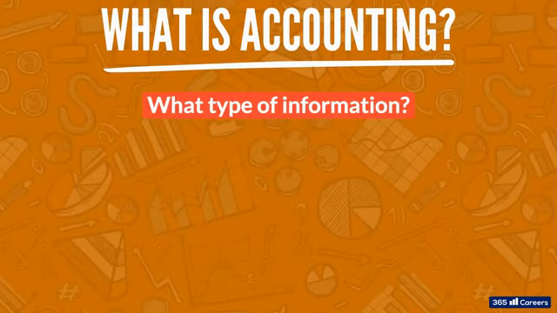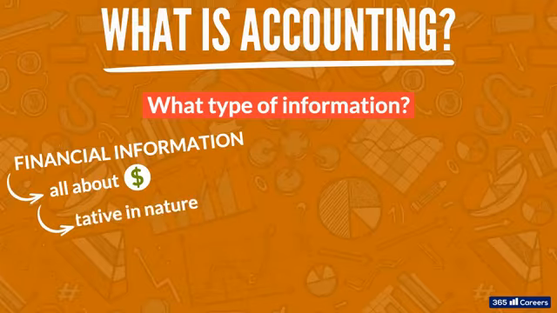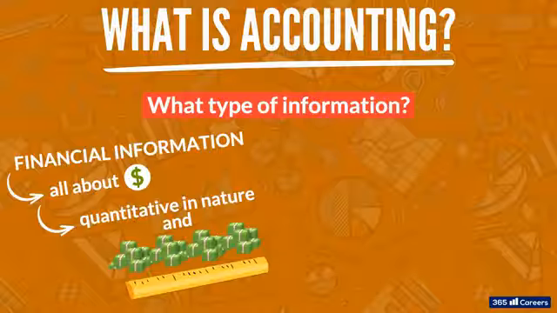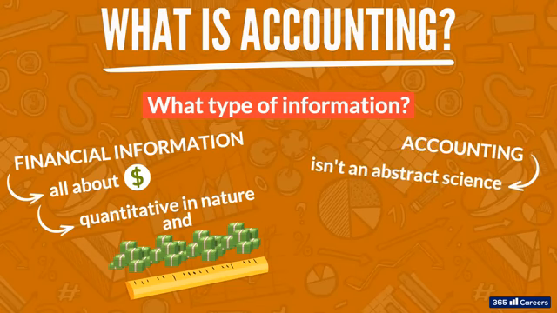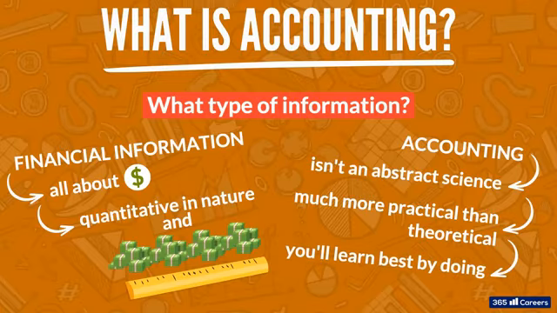But what type of information? Accounting organizes financial information. It is about money. It is quantitative in nature and measures money. Accounting isn't an abstract science. It is much more practical than theoretical. It's one of those things that you'll learn best by doing.